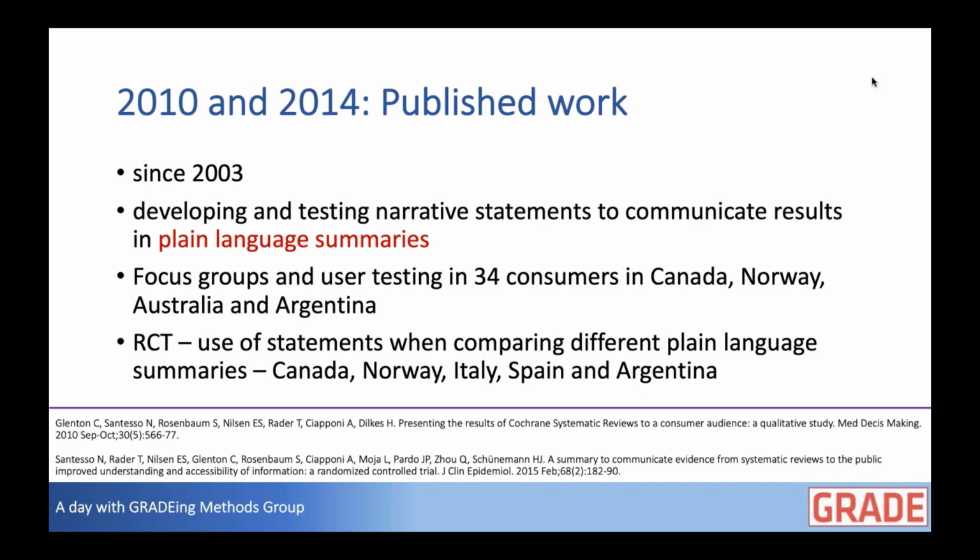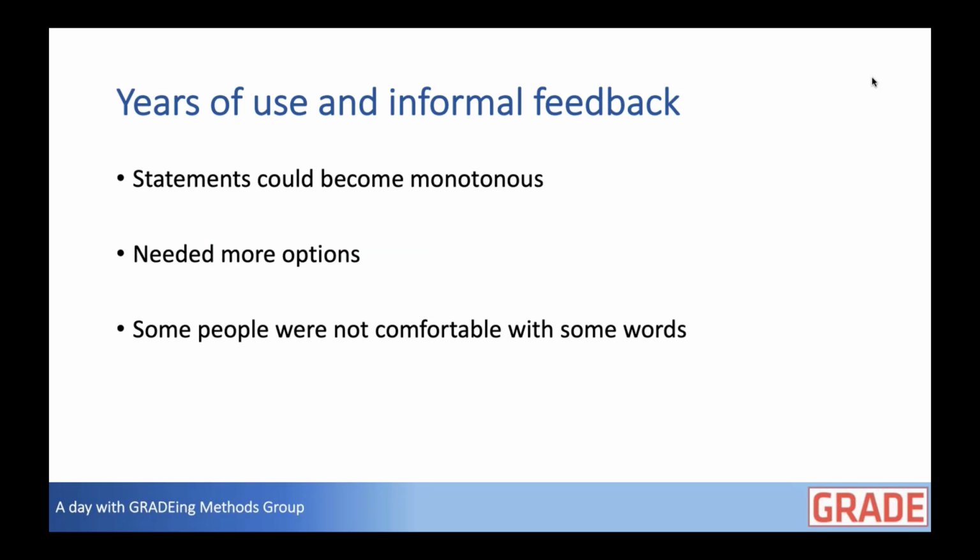Trying to think of ways to describe the results in plain language summaries specifically for consumers. And we did focus groups in 34 consumers in a number of countries. And we also conducted a randomized control trial, which helped to further confirm what statements we should be using. So we had this proposed list of statements. There were just 4 statements, and it depended on, again, the certainty of the evidence. And you would go from will, probably, may, or uncertain, depending on the certainty of the evidence. And then you would also add in the word slightly if you actually found a small effect.